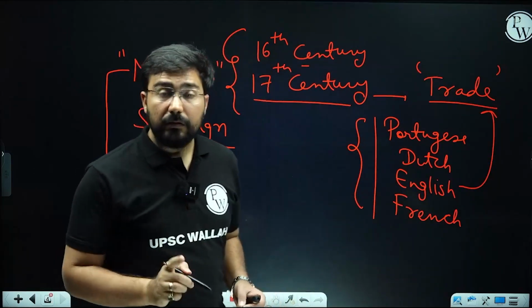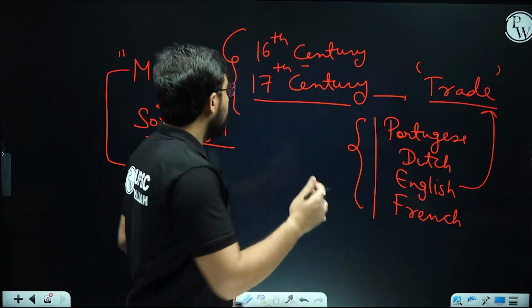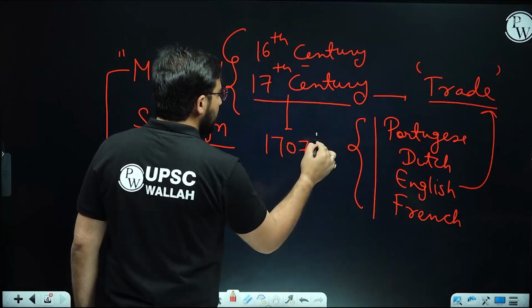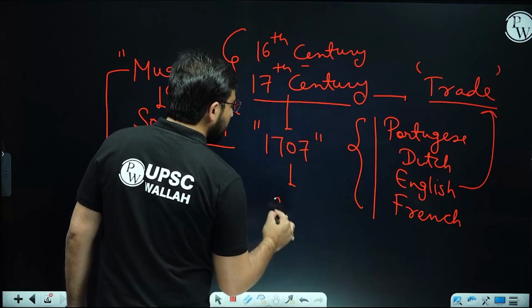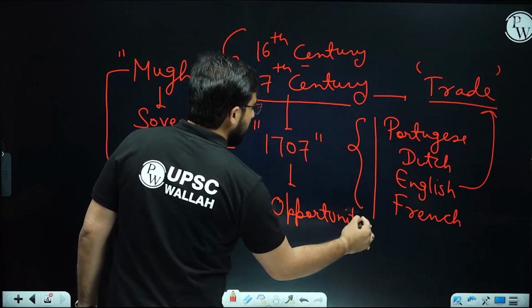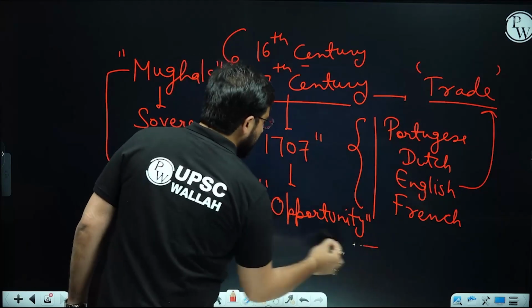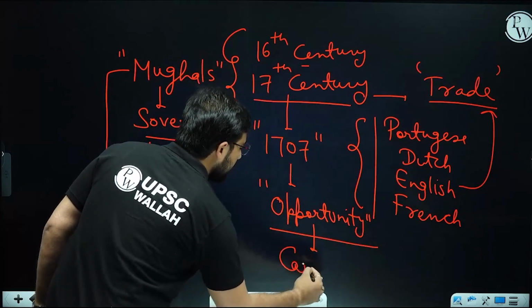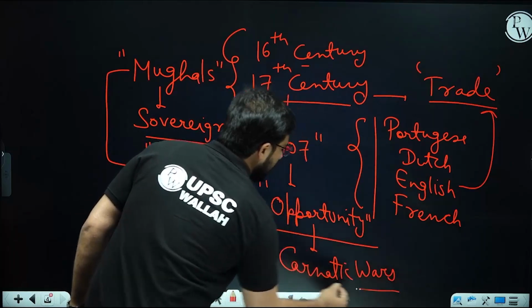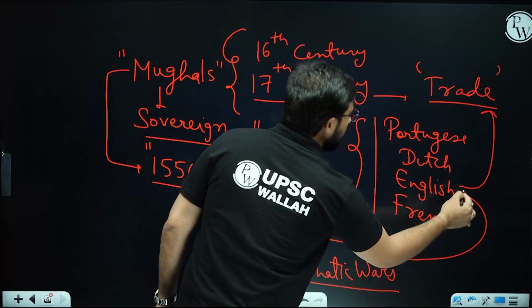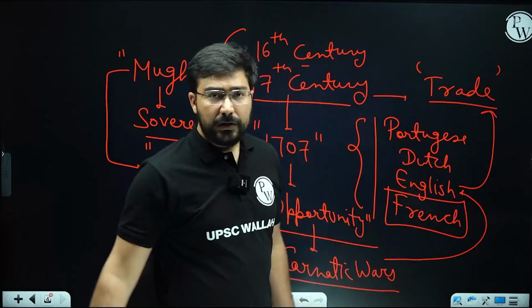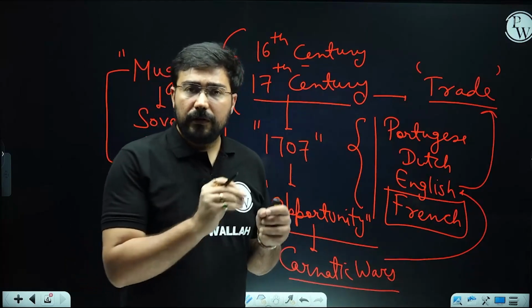But the moment the Mughal Empire started declining, after the death of Aurangzeb in the 18th century, 1707, that gave them the opportunity to participate in India's internal affairs, and the seminal event linked to that is the 3 Carnatic Wars. Out of these 3 Carnatic Wars, the English are going to come on top and defeat the French. So this is the broad summary of what we have discussed so far.